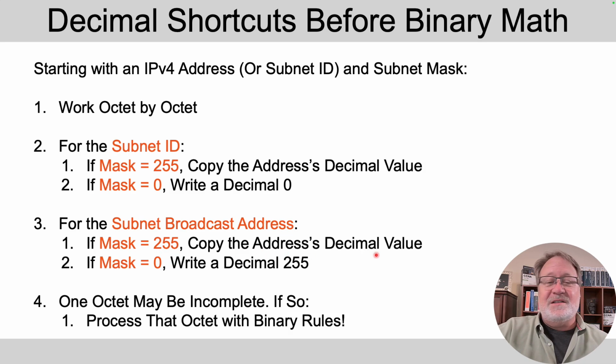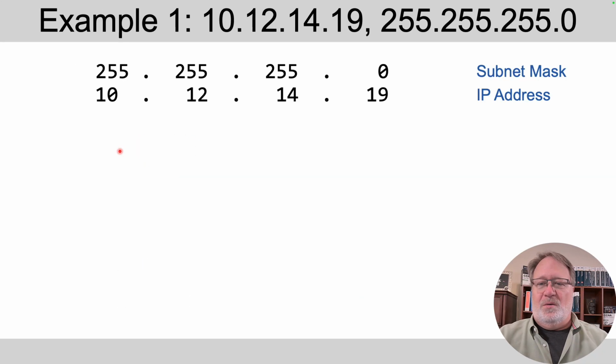You copy the address's value. But if the mask is a 0, it turns out the subnet broadcast address is going to have a value of 255 in that octet. So that's the logic. And if you have an octet that's empty, we're going to do the binary process in that octet. So let me show you some examples just to find the subnet ID. I'll leave it to you to then extrapolate it and figure out how to find the broadcast address.